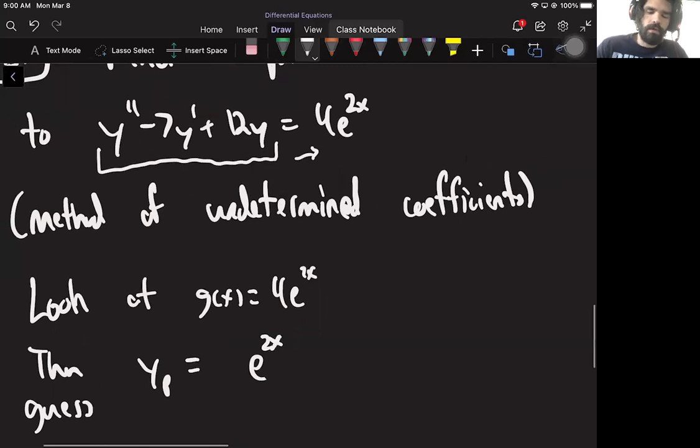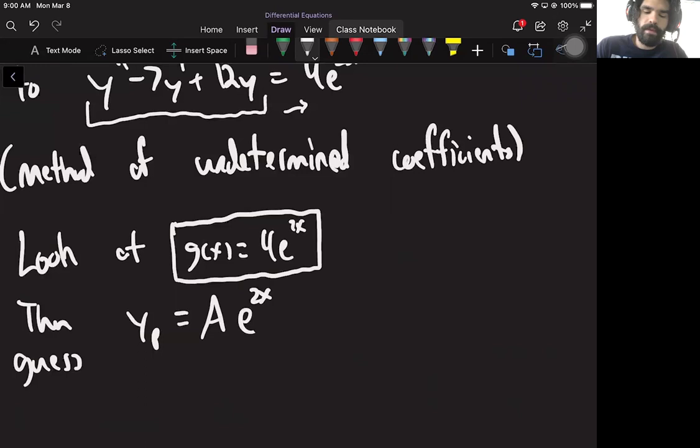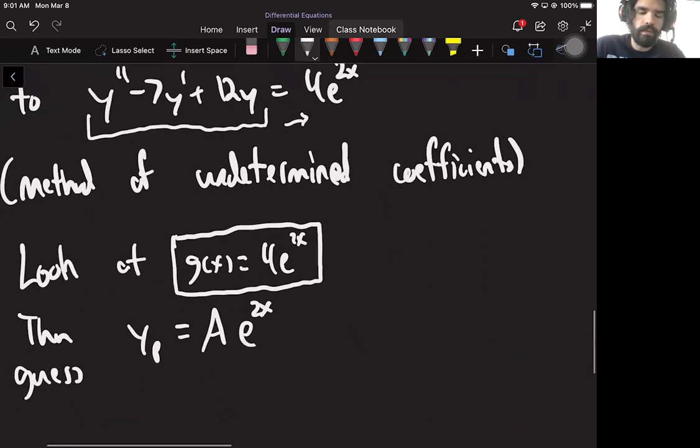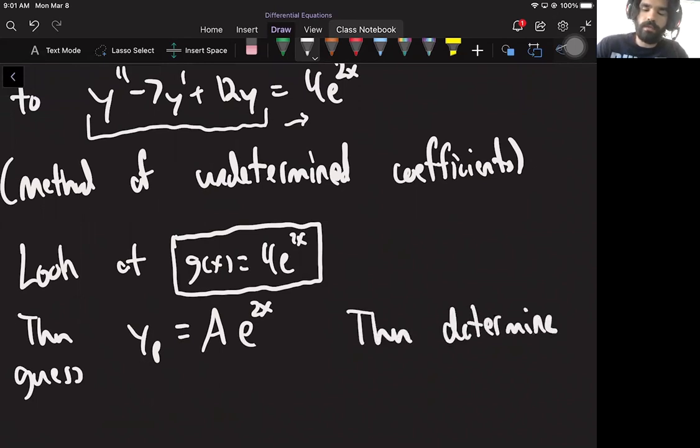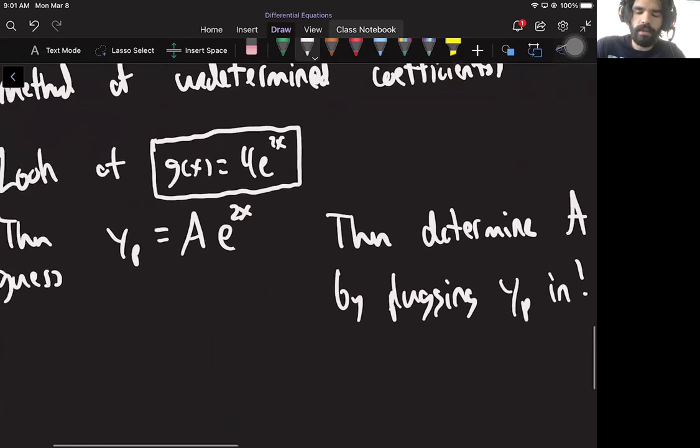But what I don't know is how many e to the 2x's I should have. So I call it a, e to the 2x. All I'm doing is making a guess based on g of x. I'm picking a very general form of g of x, and hopefully I'll be able to figure out a. The name undetermined coefficients comes from this step. Then determine a by plugging it in. So I'm going to determine the coefficient a by plugging it in.